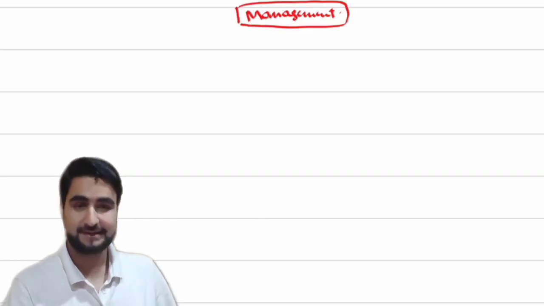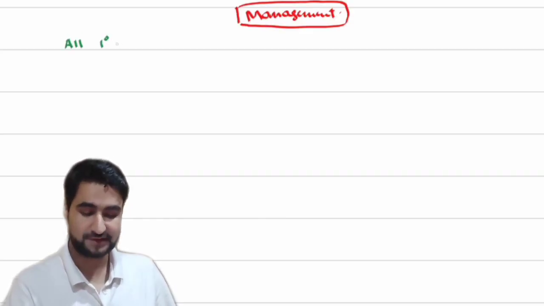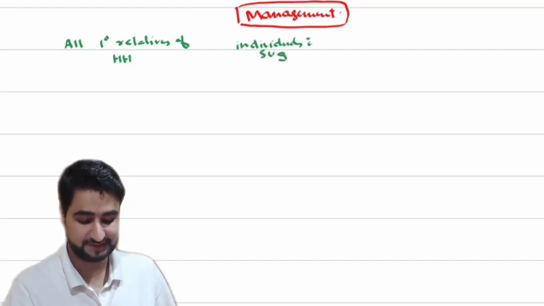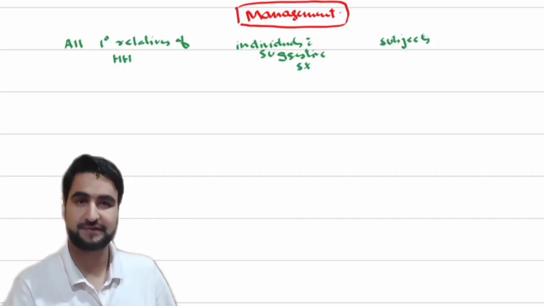Now coming to the management of hereditary hemochromatosis. It is important to mention that all first degree relatives of hereditary hemochromatosis patients, individuals with suggestive symptoms, and subjects with unexplained liver disease should undergo transferrin saturation and ferritin levels. It's very important.